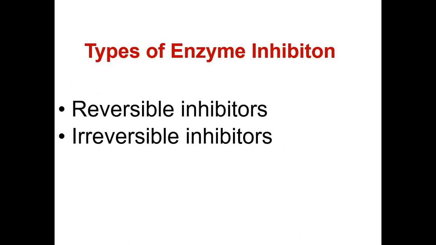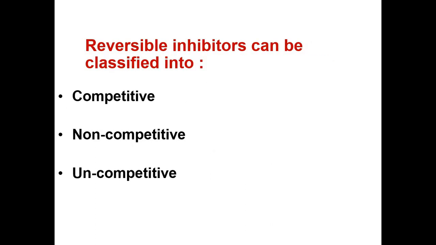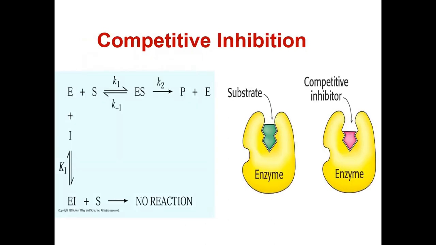Okay, so we have two types of enzyme inhibition. We have reversible and irreversible inhibitors. The inhibitor is the substance that can inhibit. Okay? So the reversible inhibitors, we could classify them as competitive, non-competitive, or uncompetitive. So the competitive is very simple. The competitive is that instead of the substrate, so this is the substrate and this is the enzyme.